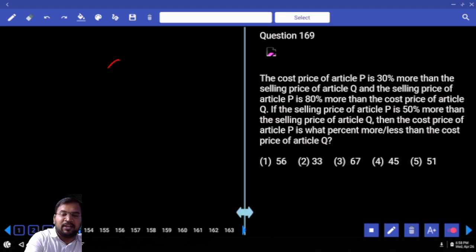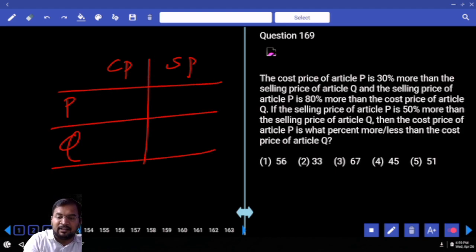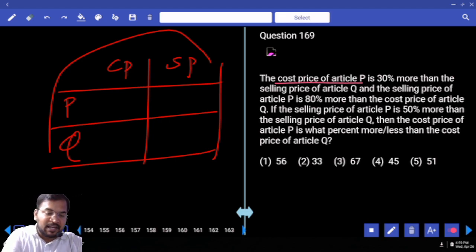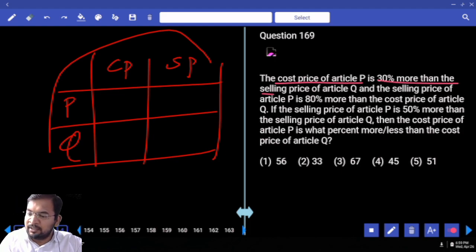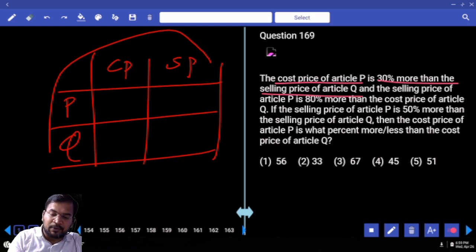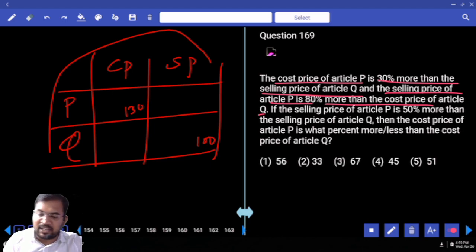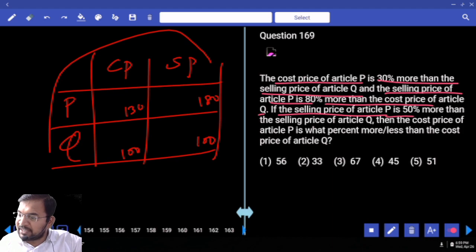Observe carefully here: cost price, selling price, article P, article Q. All of you clear? Now see here. Cost price of P is 30% more than the selling price of Q. Selling price of Q is some 100. This is 130. Next, the selling price of P is 80% more than the cost price of Q. Cost price of Q is 100. This is 180.